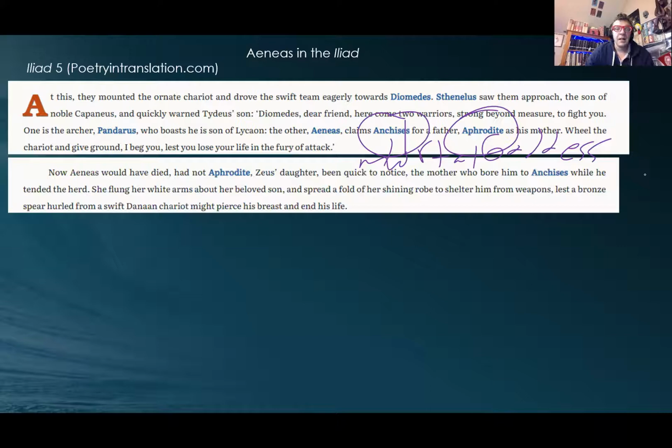Now Aeneas would have died had not Aphrodite, Zeus's daughter, been quick to notice, the mother who bore him to Anchises while he tended the herd. She flung her white arms about her beloved son and spread a fold of her shining robe to shelter him from weapons, lest a bronze spear hurled from a swift Danaan chariot might pierce his breast and end his life.